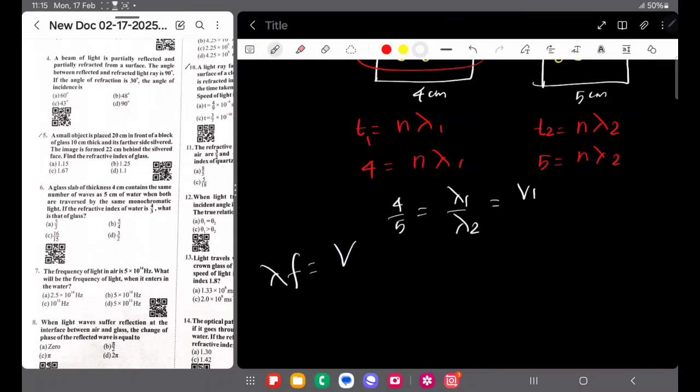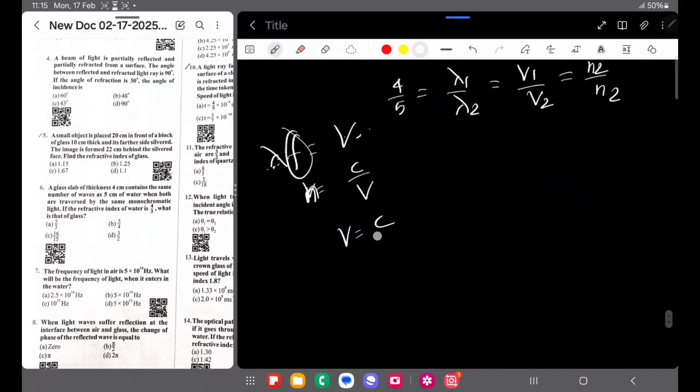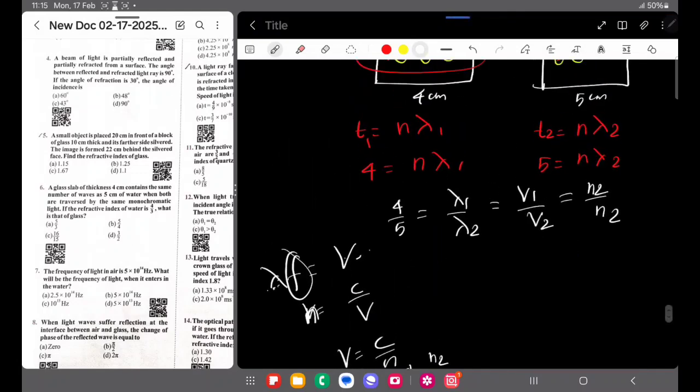So in that case, frequency is independent of the medium, so obviously there should be a proportional relationship between lambda and v. So lambda 1 can be replaced with v1, lambda 2 can be replaced with v2, and v1, v2 are inversely related to n1 and n2. So yes, we know that n equal to c by v. So v equal to c by n. So v1 by v2 equal to n2 by n1. So I got an expression like this.